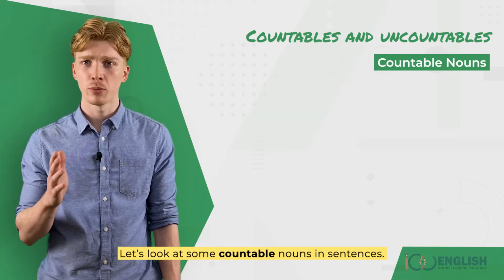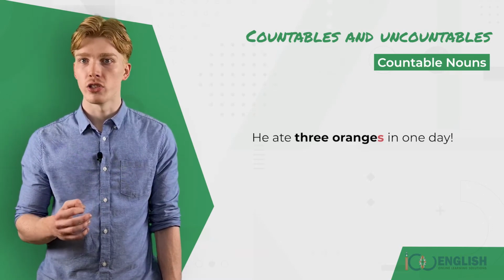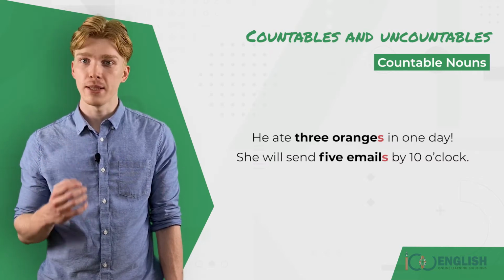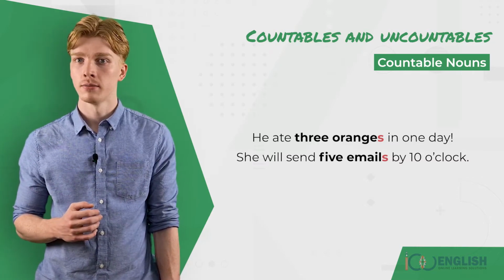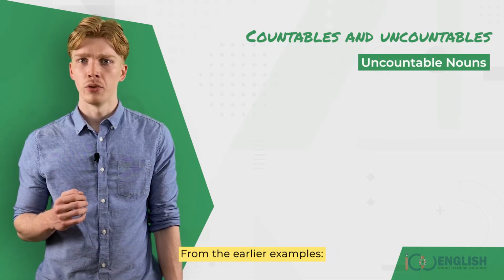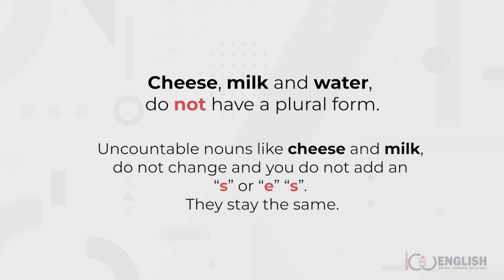Let's look at some countable nouns in sentences. He ate 3 oranges in 1 day. She will send 5 emails by 10 o'clock. What about uncountable nouns? From the other examples, cheese, milk, and water do not have a plural form. Uncountable nouns like cheese and milk do not change, and you do not add an S or ES.